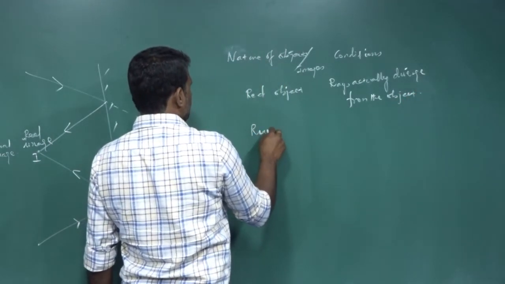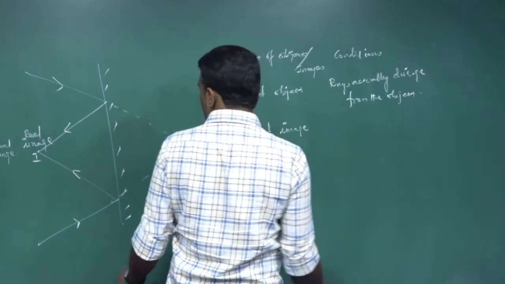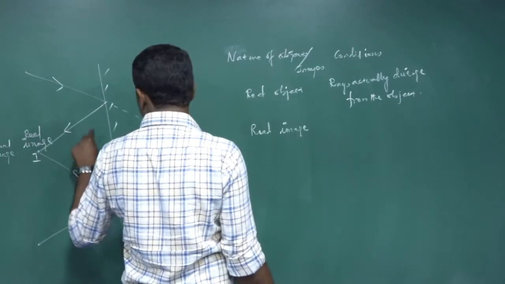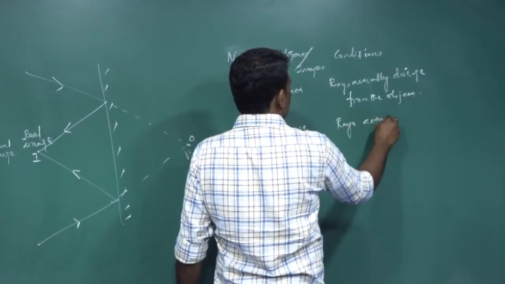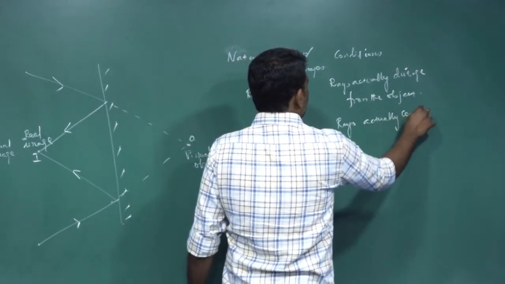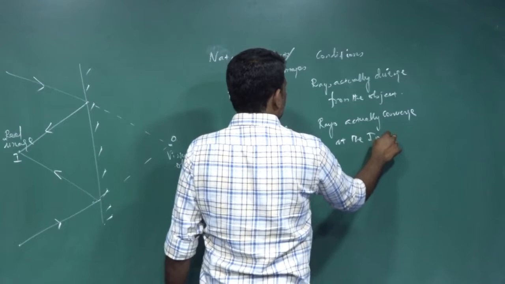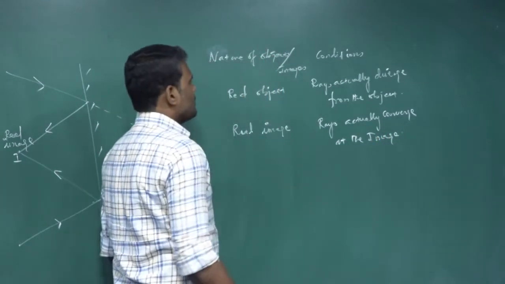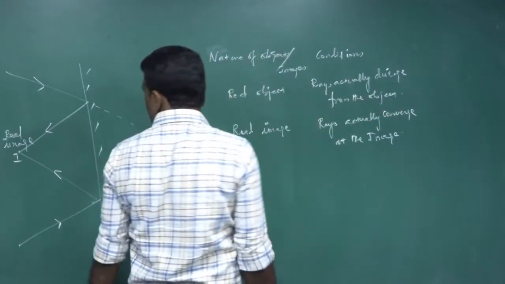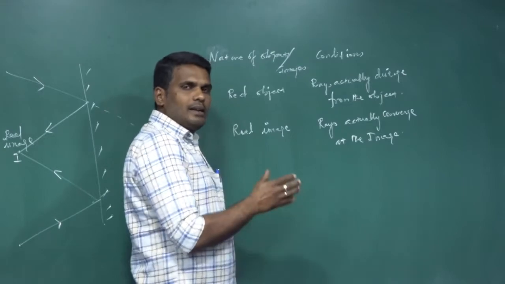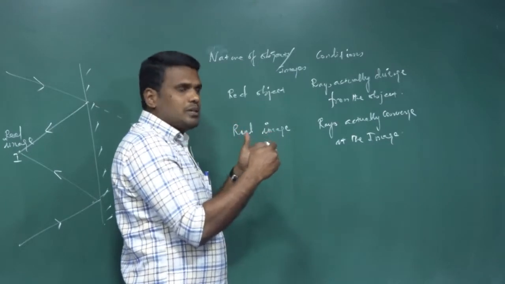What about a real image? For a real image, the rays actually converge at the image. See this condition? Real object: it's the point from where the rays actually diverge from the object. You can see the diagram over there. For a real image, the rays actually converge at the image.